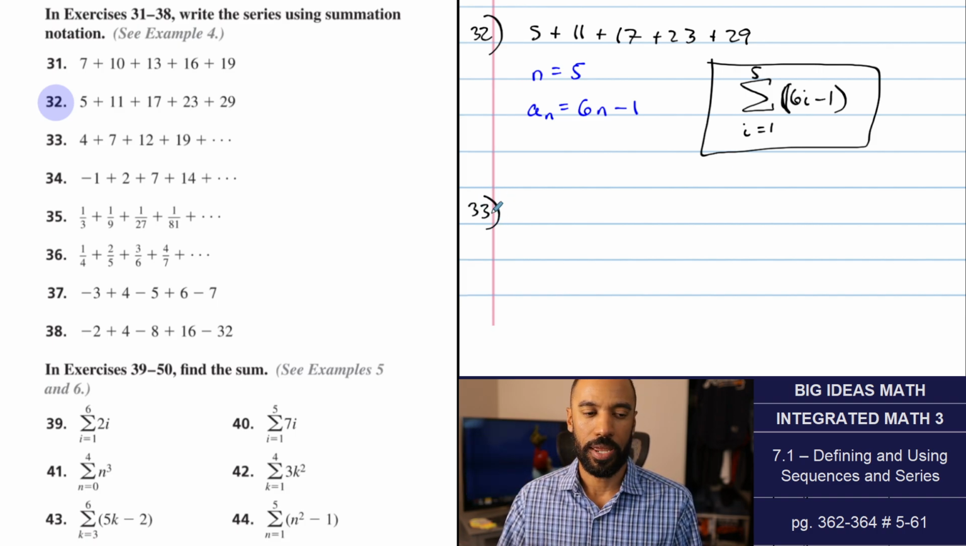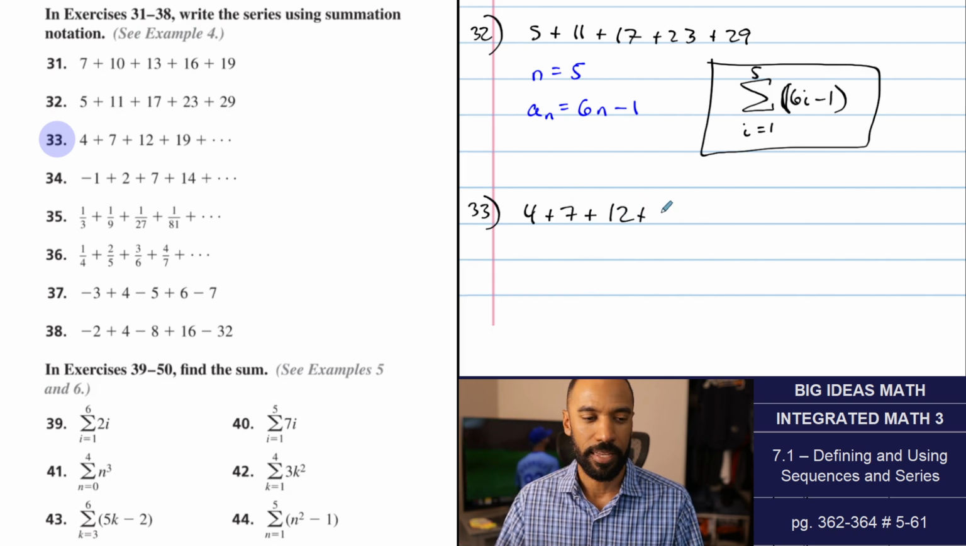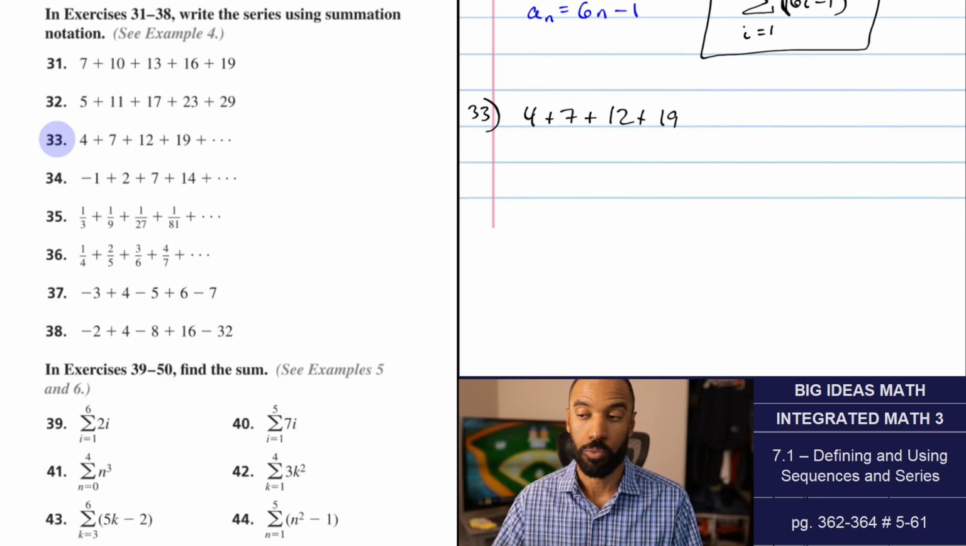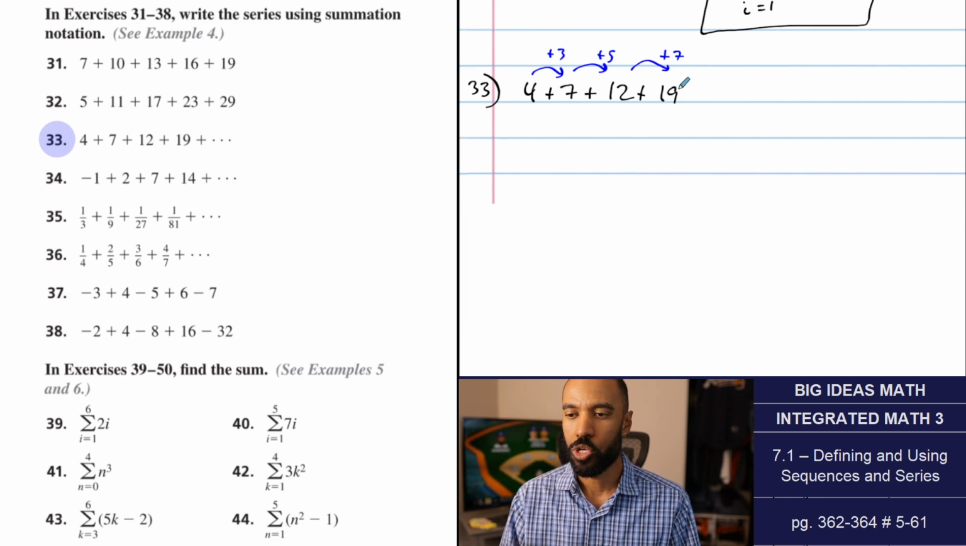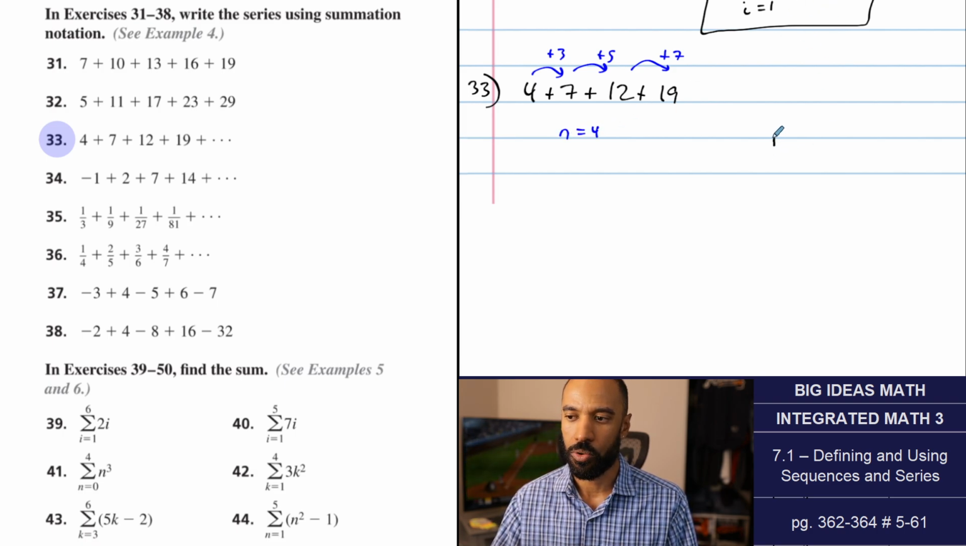All right, number 33. Number 33 does not appear to be an arithmetic sequence. It, in fact, appears to be a quadratic sequence, because what I'm noticing here, and I don't know the rule yet, is we're adding 3 and then 5 and then 7, which means that the second difference is constant, adding 2. So it is quadratic. So there are only 4 terms. Keep that in mind when we're doing this. So when we write this whole thing out, it'll be from some I equals 1 to 4.